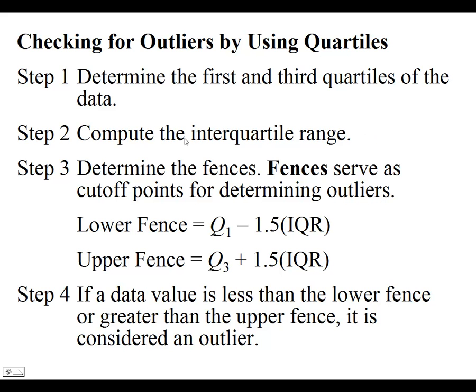Now, to determine this, we compute the interquartile range. So we need to find Q1 and Q3, and your calculator will do that, and I will show you in a later video how to do that. Any value below the lower quartile, Q1, minus 1.5 times the interquartile range, is going to be an outlier. Similarly, any value that is more than 1.5 times the IQR above the third quartile, or upper quartile, is also going to be considered an outlier.